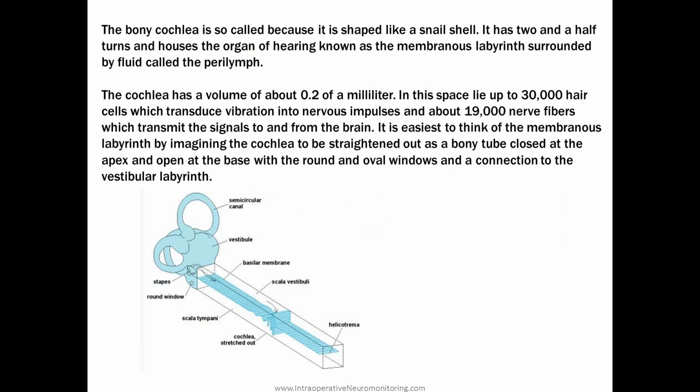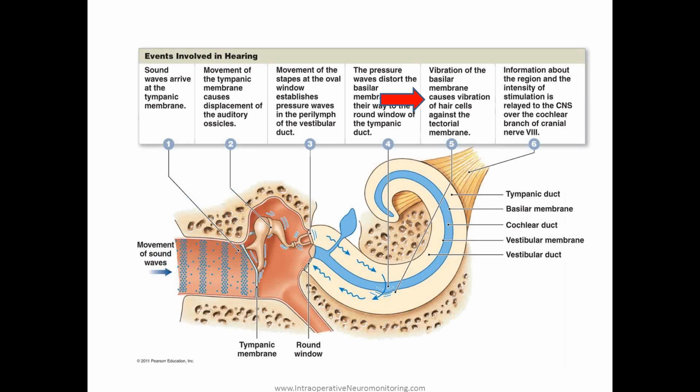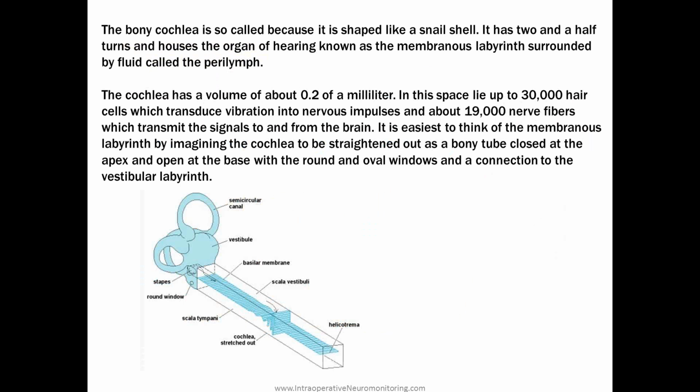The bony cochlea is so called because it is shaped like a snail shell. So here we see this outer bony structure is shaped like a snail shell. It has 2.5 turns and houses the organ known as the membranous labyrinth, surrounded by a fluid called perilymph. The cochlea has a volume of about 0.2 milliliters. In this space lie up to 30,000 hair cells, which transduce vibration into nerve impulses, and about 19,000 nerve fibers, which transmit that signal to and from the brain.